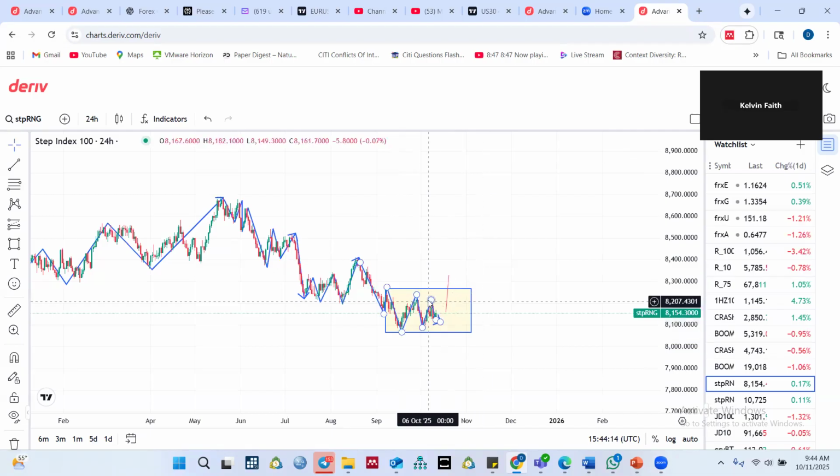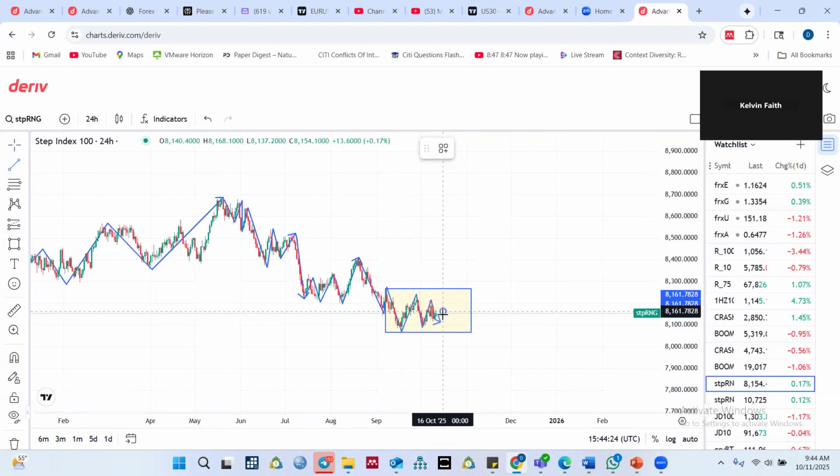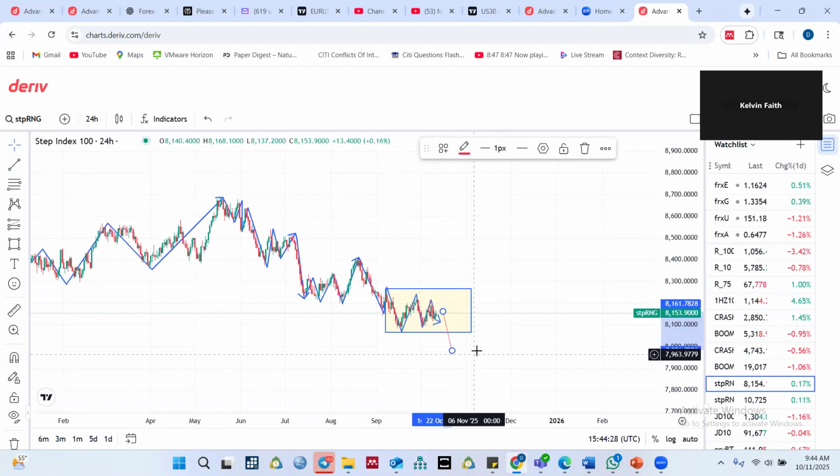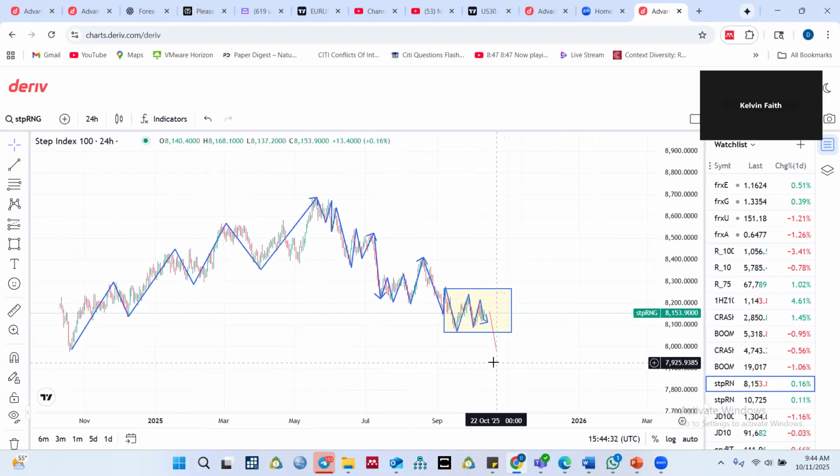Or, as price has gone up like this, price will just sweep down to give us a new low. Okay. It's either this or the first one.